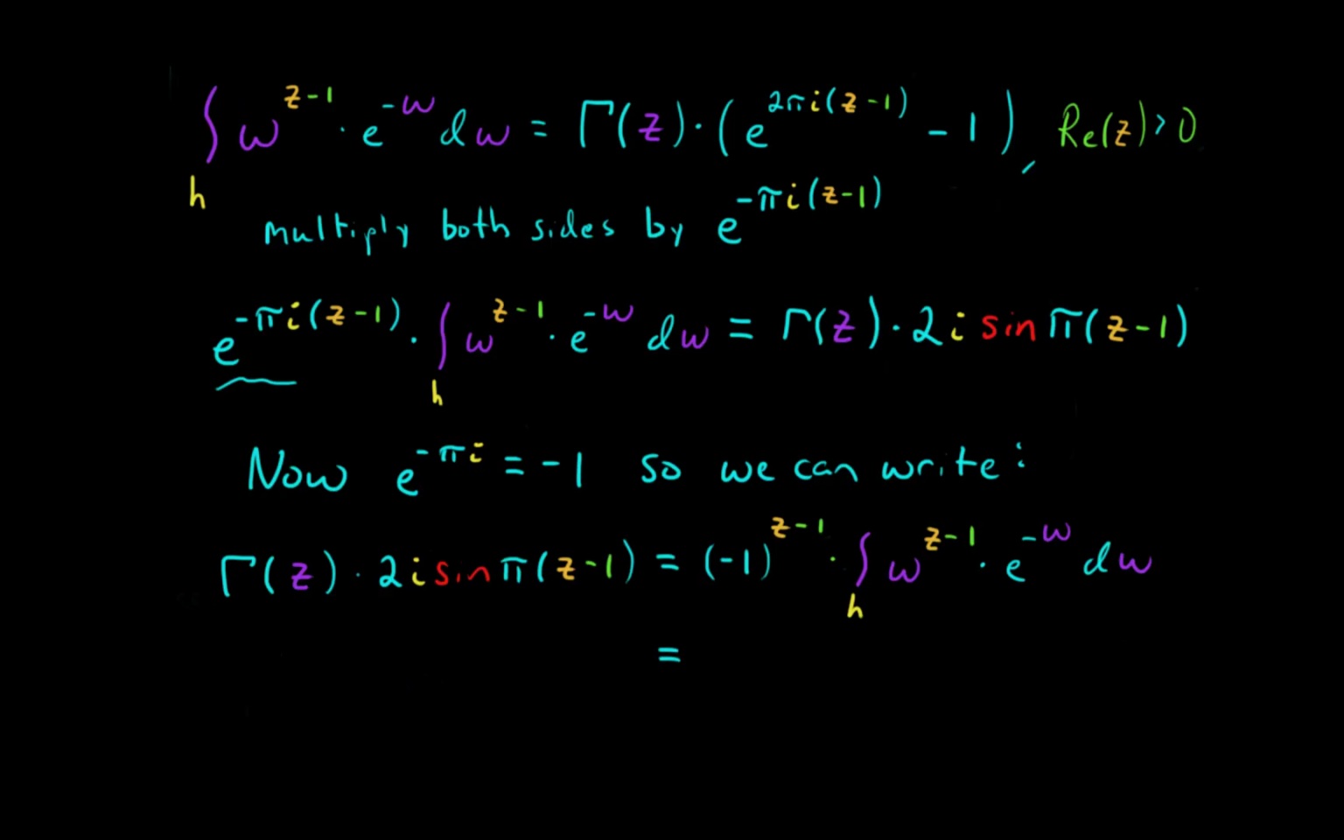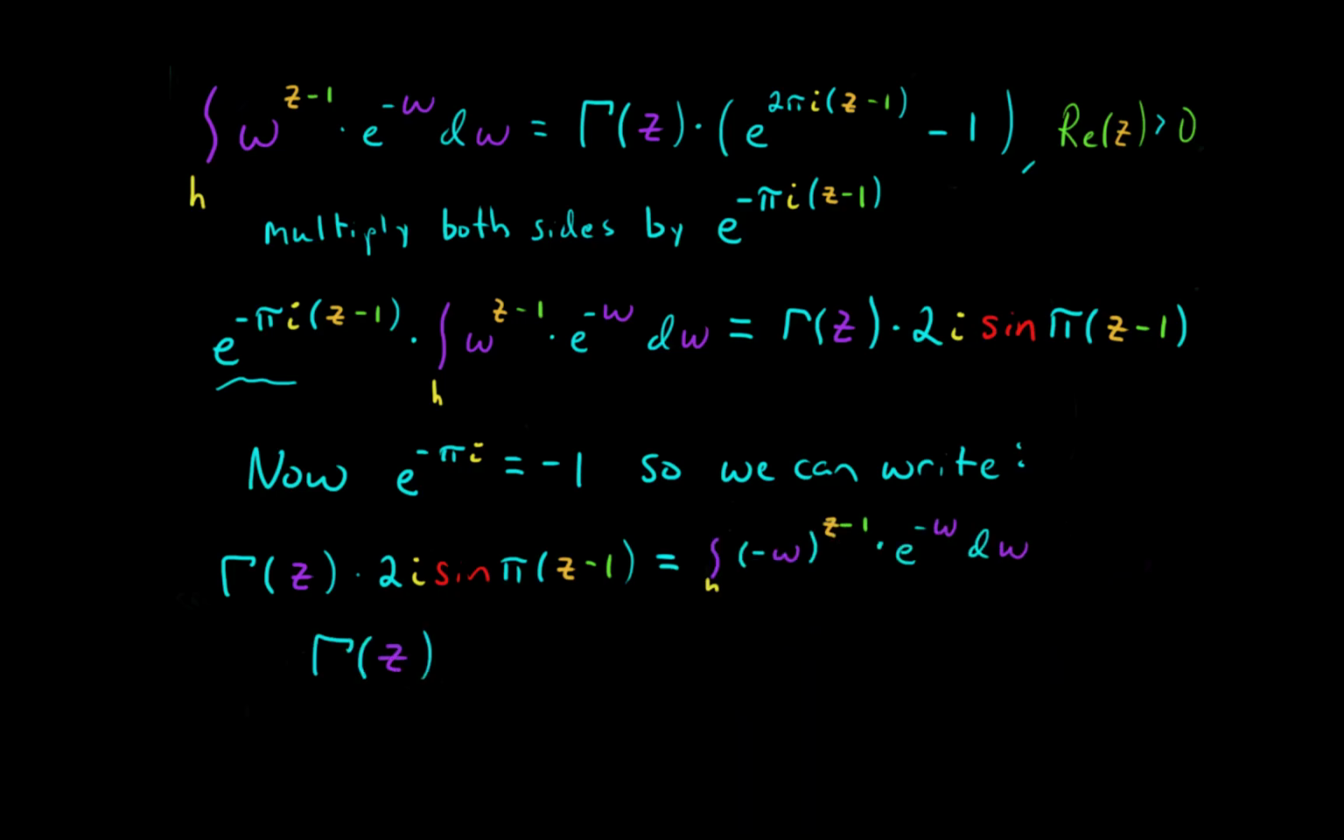Well, I'm going to bring that negative 1 to the z minus 1 inside the integral. So this will equal the integral, again over lowercase h, of negative 1 to the z minus 1 times w to the z minus 1 times e to the negative w dw. And then negative 1 to the z minus 1 times w to the z minus 1, that just equals negative w to the z minus 1 times e to the negative w dw.